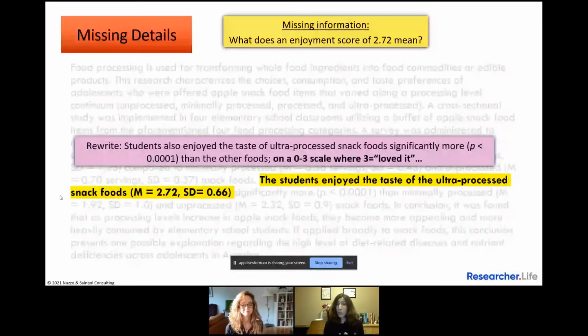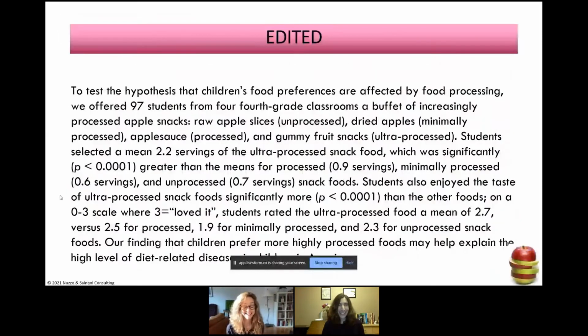So I said, students also enjoyed the taste of ultra-processed snack foods significantly more than the other foods on a 0 to 3 scale, where 3 equals loved it. My kids would absolutely rate these gummy fruit snacks as a 3. They are quite yummy. I have to say, I love them. I do end up eating them myself sometimes, although I'm not sure they really qualify as any type of fruit. I think they're mostly just sugar and probably are more akin to candy.